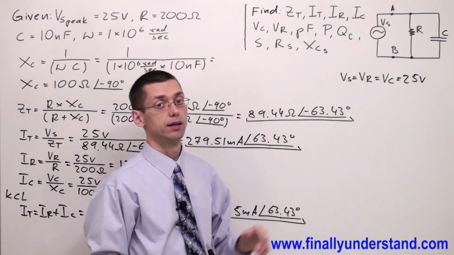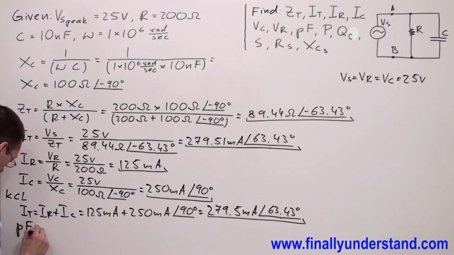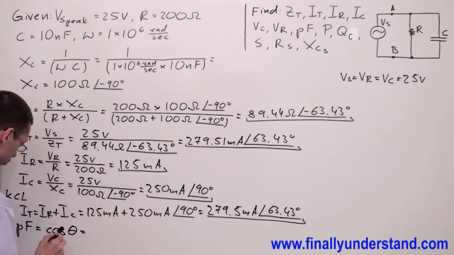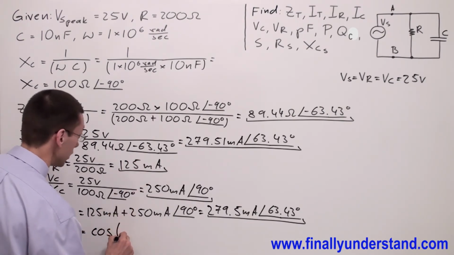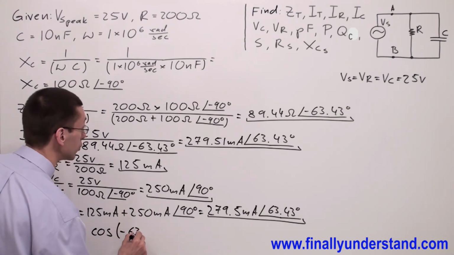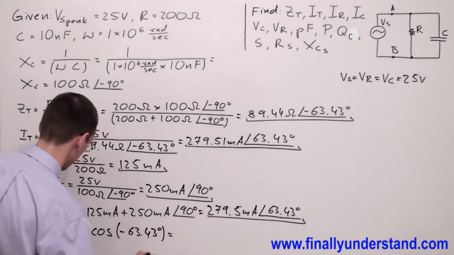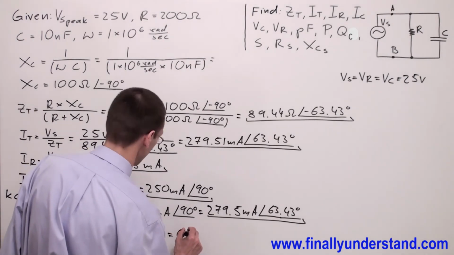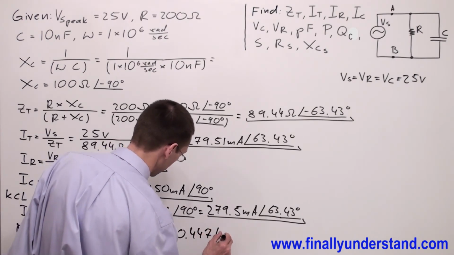Next, we're supposed to find the power factor. Power factor is equal cosine of angle theta, the angle which is next to Z total. So I have cosine of angle negative 63.43 degrees. This is equal 0.447, and I'm supposed to write lead.